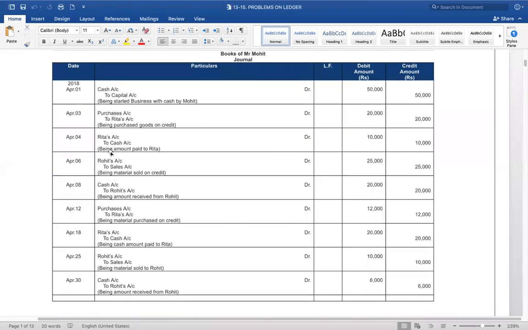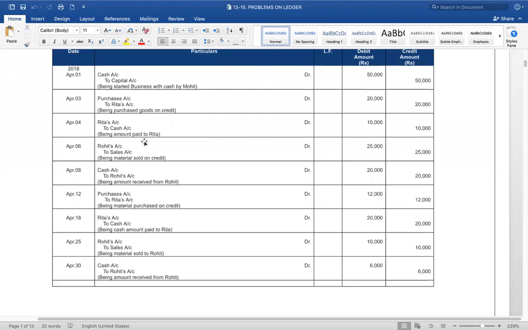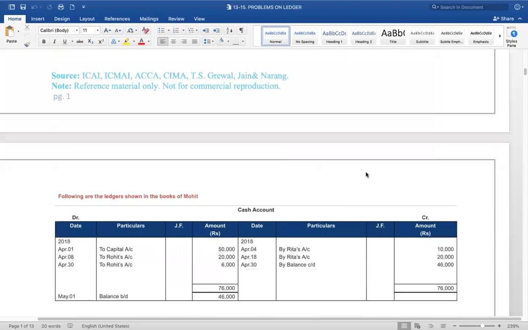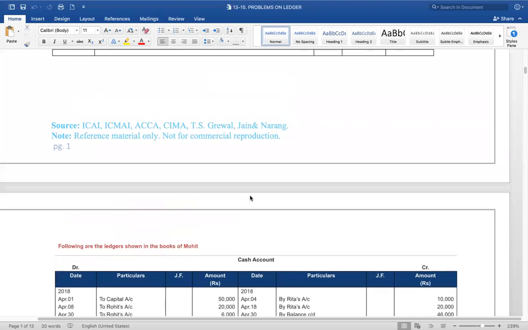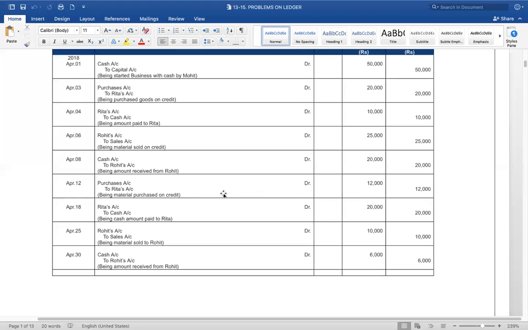There's cash here on the 4th also. Yes, the 4th we have completed. On the 8th, cash account debit to Rohit 20,000. There's no cash here. There's no cash. On the 18th, yes, this cash here.